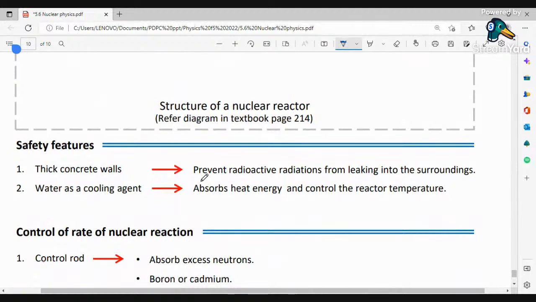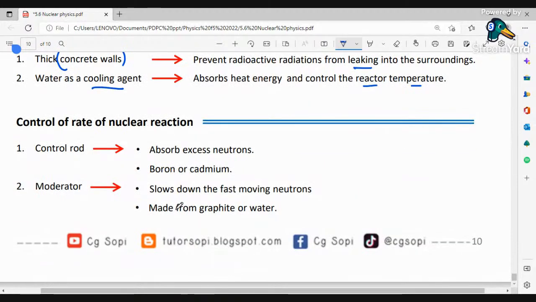Okay, the safety features, kita ada thick concrete wall, prevent radioactive radiation from leaking. Dinding dia tebal, concrete dia tebal. Water as cooling agent, guna water to absorb heat and control reactor temperature. To control rates, because nuclear fission, if we don't control, this one will produce chain reaction. This one kalau tak control dalam nuclear reactor, finally nuclear reactor will explode. Macam yang berlaku di Chernobyl, Russia.